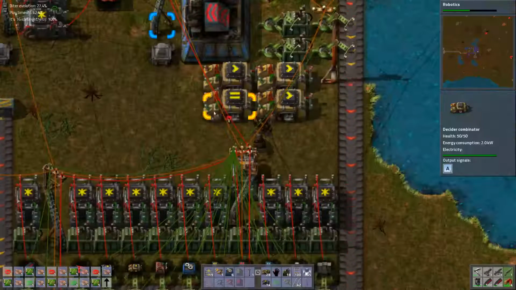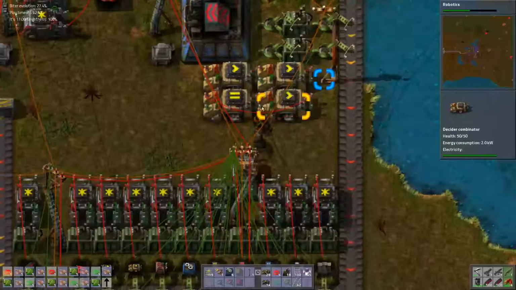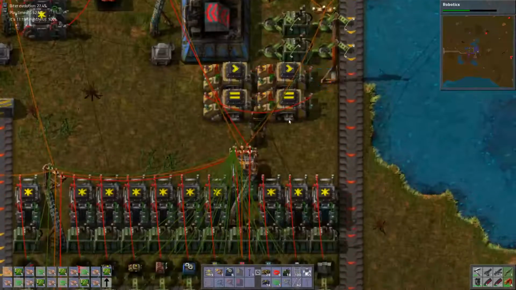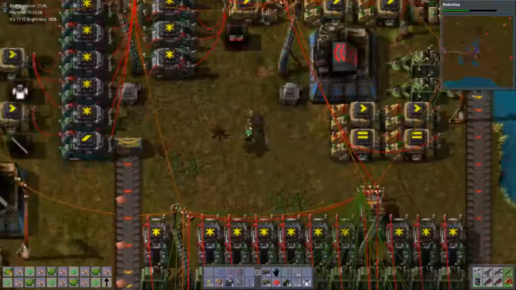Okay. Set, reset. This is straightforward. Don't have to think about this. Perfect. Okay, green reset from the main network here.